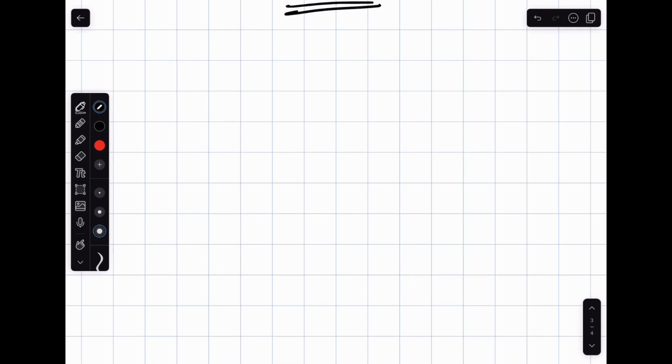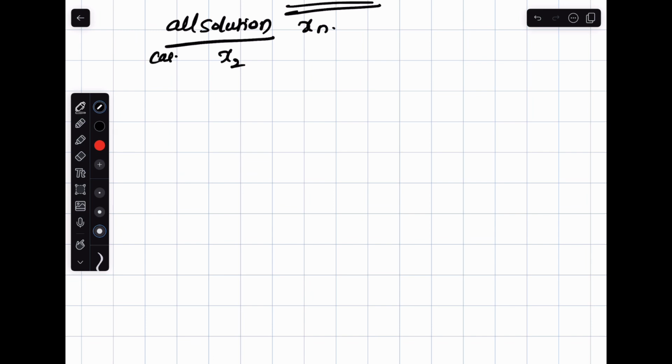Now we have to go for all the solutions, right? All solutions, which we are representing with xn. So we have two variables, that is x2 and x5. So we will consider the cases 0 1 and 1 0. So first condition 0 1. So therefore x2 is 0 and x5 is equal to 1.